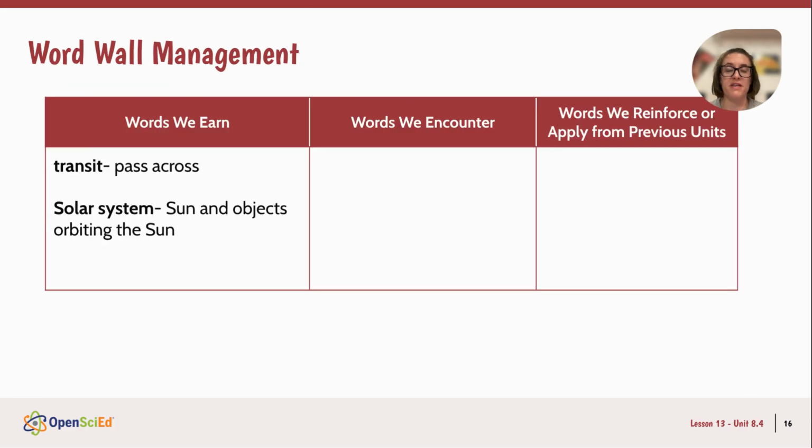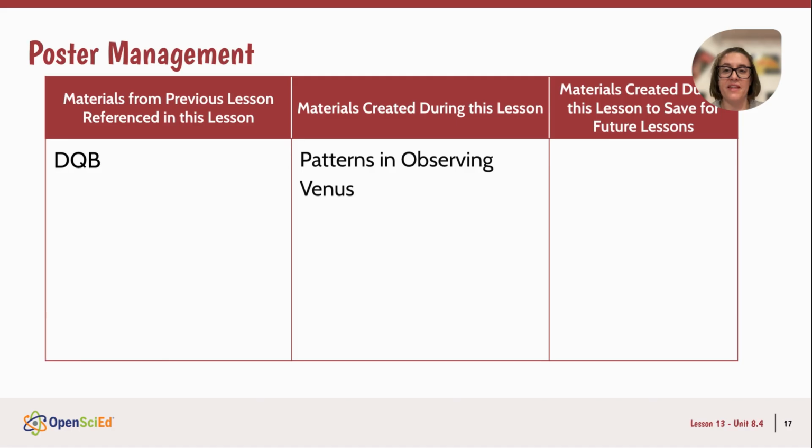Word wall management. We will earn 2 words during this lesson: transit, meaning to pass across, and solar system, so the sun and all the objects orbiting around that sun. Poster management. You will be going back to the driving question board for this lesson, and then during the lesson, you'll be creating a poster for the patterns as you're observing Venus.